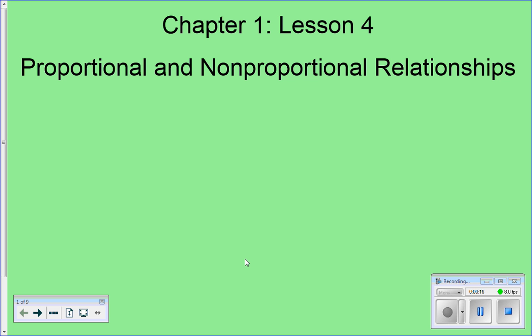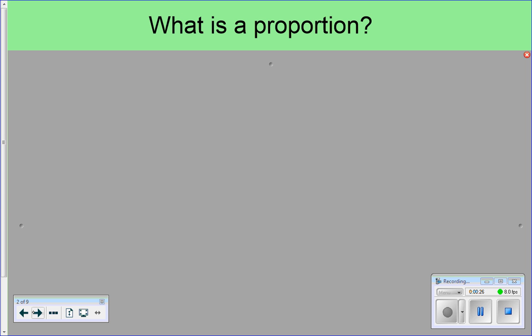Has anybody heard of proportions before? Have you heard of a proportion before? Yes, you've heard of it before? Okay, so that's a good step. So my first question to you, those people who have heard of it before, is, what is a proportion? What do you think?